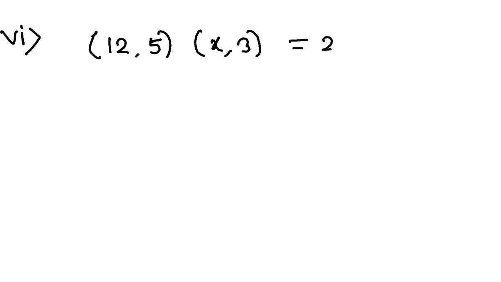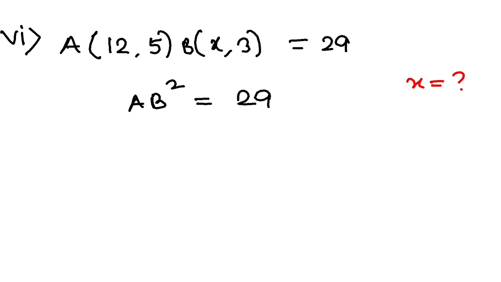Again, question number 6 is familiar. They are saying the square of the distance between 12, 5 and x, 3 is 29. And what you have to do, you have to find a value of x. So taking this as A and this as B, it's given that the square of the distance, that means AB square, is 29. You have to find a value of x. So let's apply distance formula.